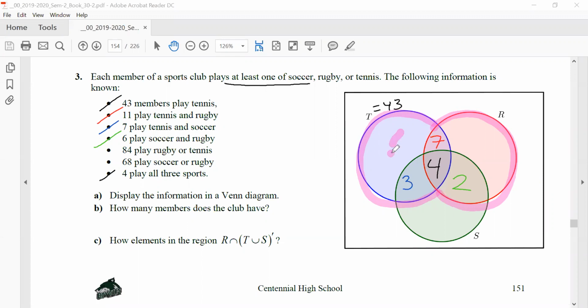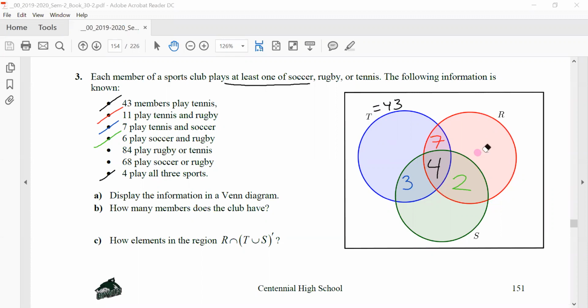I got this region here, and I got this region here, rugby only and tennis only, and I don't know how to find those. I don't have those numbers. But I haven't used, there's 43 people that play tennis yet. So maybe let's see if we can use that first. So how's that going to help us?